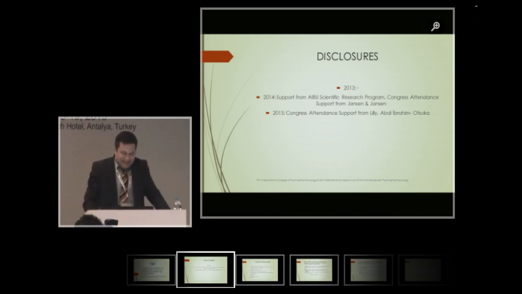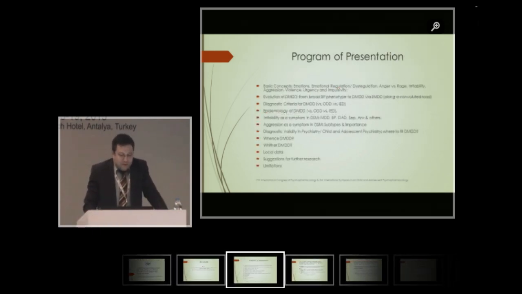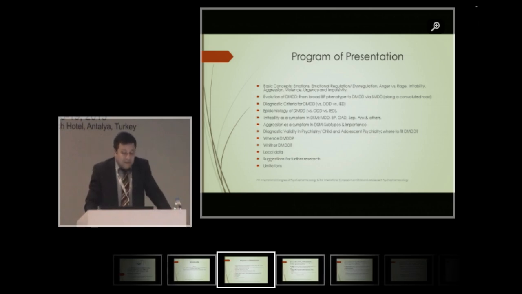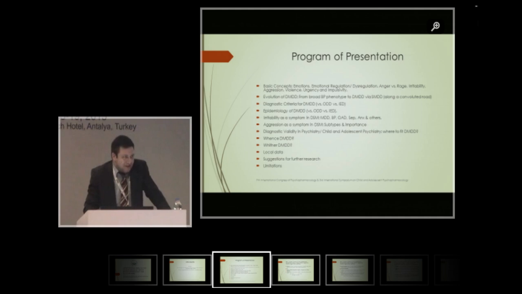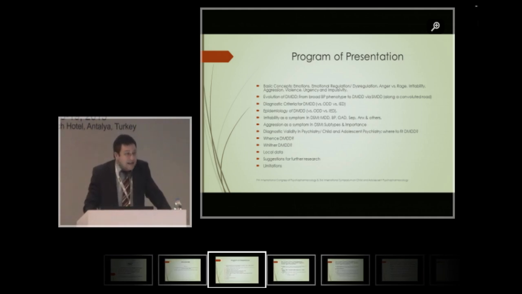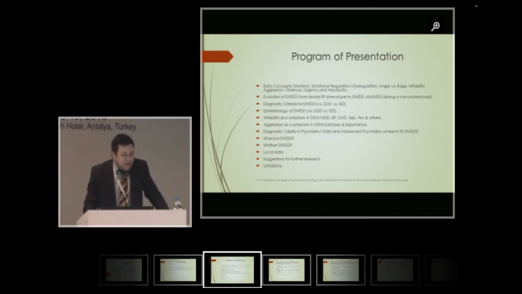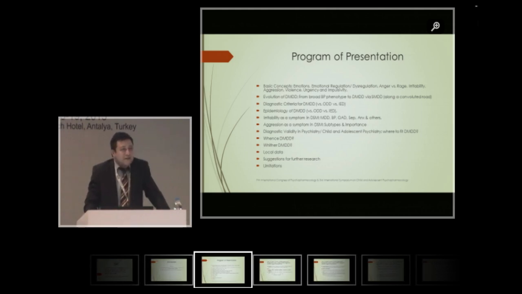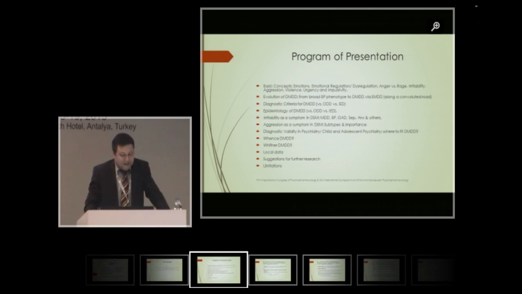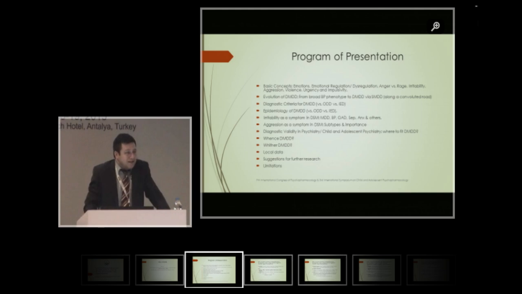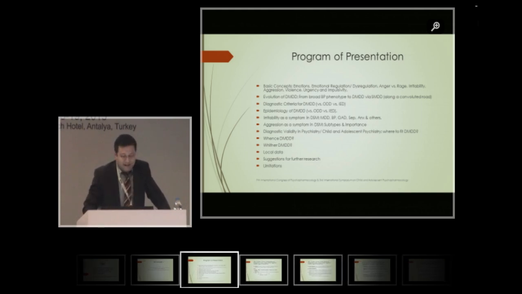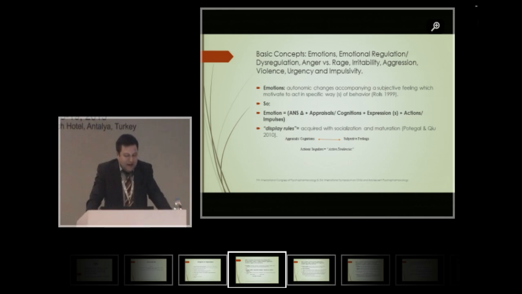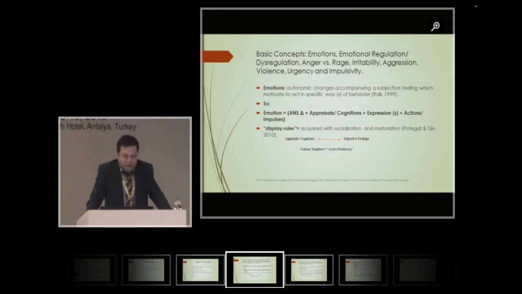Okay, conflict of interest, the first slide, and the content, the outline. First of all, I'll talk about basic concepts, and then the evolution of ODD and irritability as a symptom in ODD, aggression in ODD, and of course diagnostic validity is also very important. So to what point do we place this condition, local data, further research recommendations and limitations.